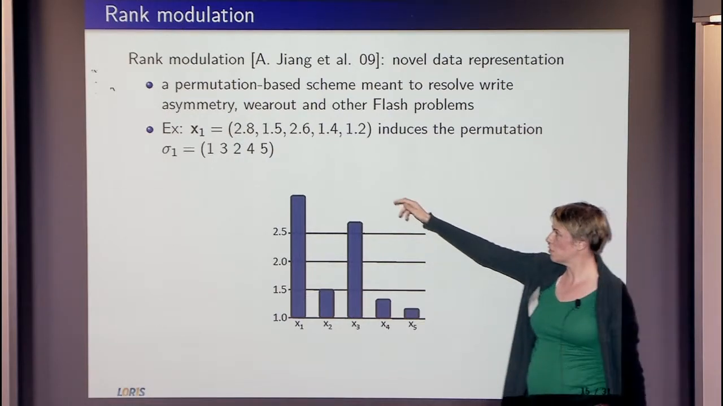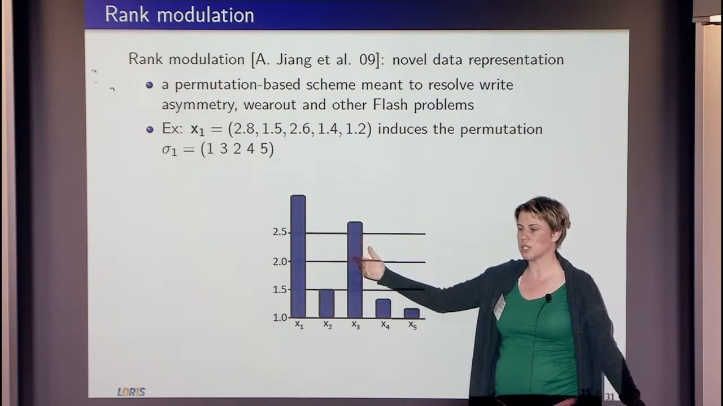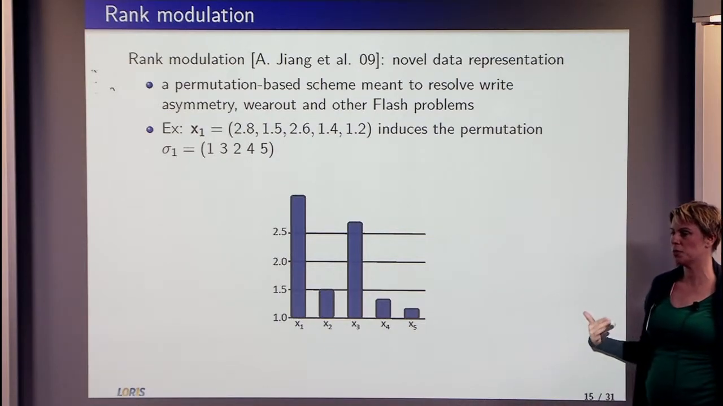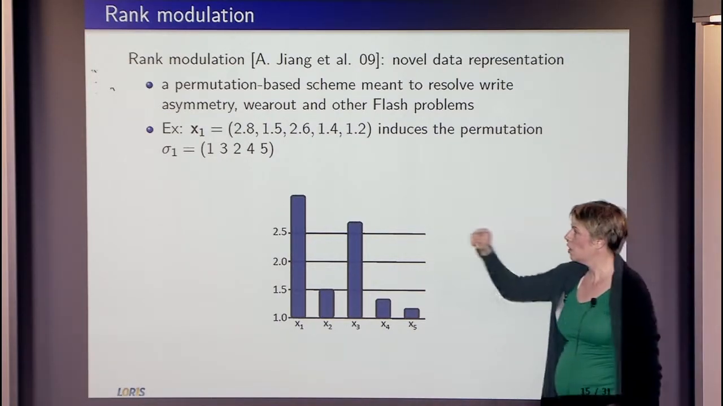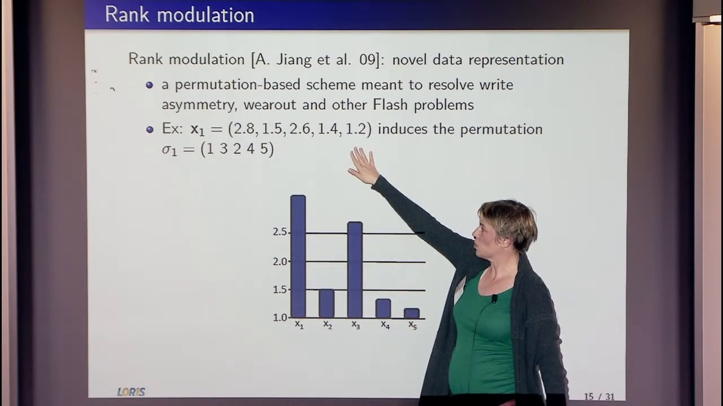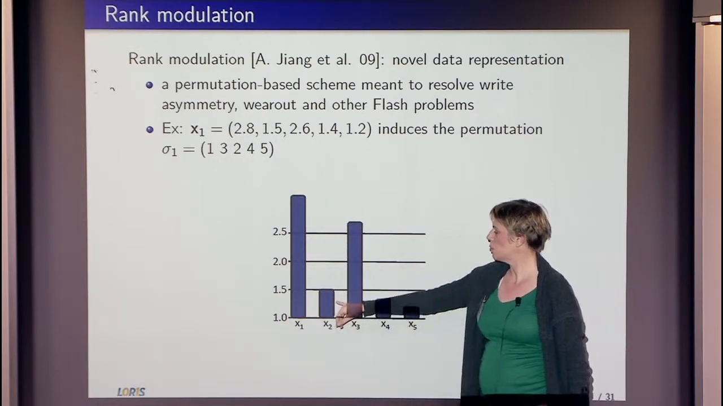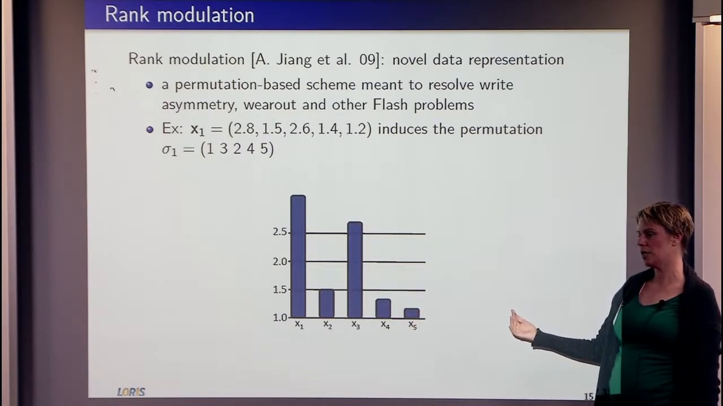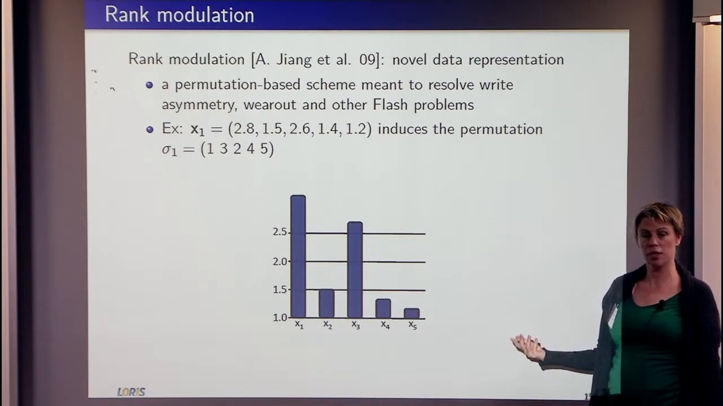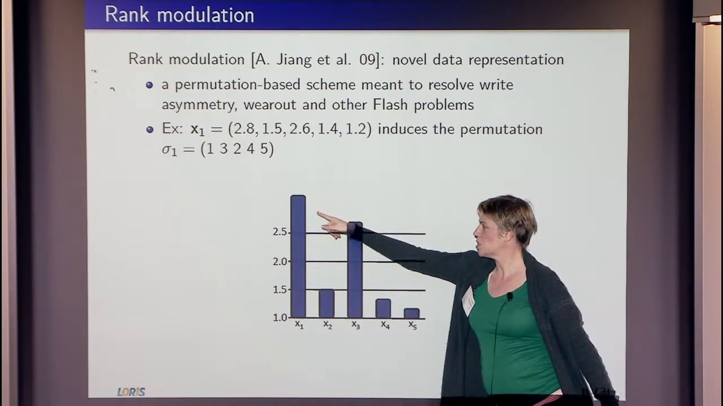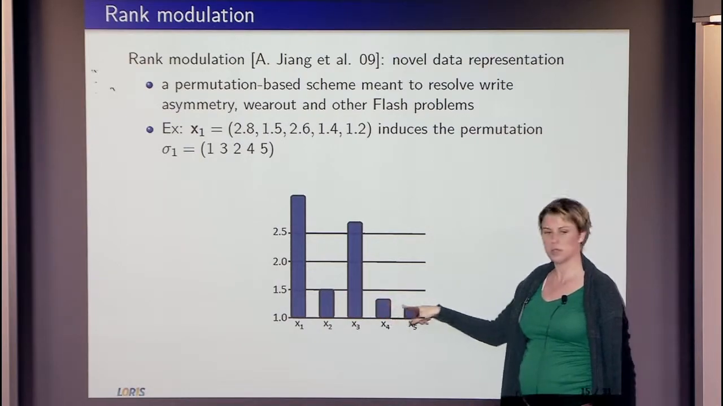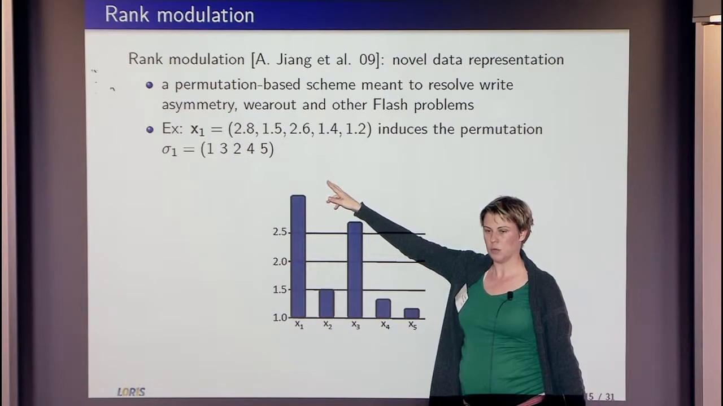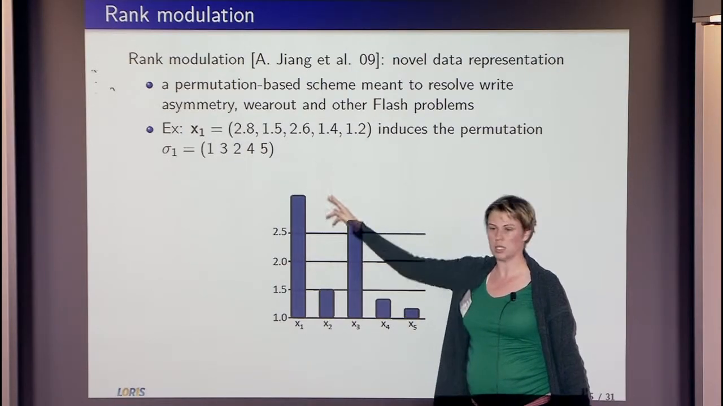The threshold voltage is essentially how much voltage you need to turn on the cell, which corresponds to the information stored in it. Suppose these are the absolute values for the voltages, 2.8, 1.5, 2.6, and so forth. Instead of looking at these numbers in absolute terms, let's just look at their ranking: first, second, third, fourth, and fifth. This now induces a permutation over the integers 1 through 5: 1, 3, 2, 4, and 5.